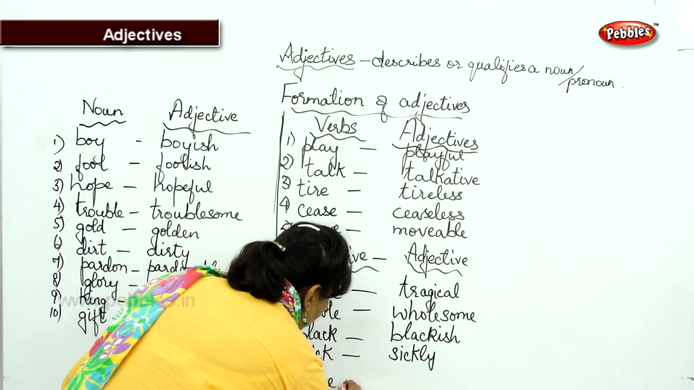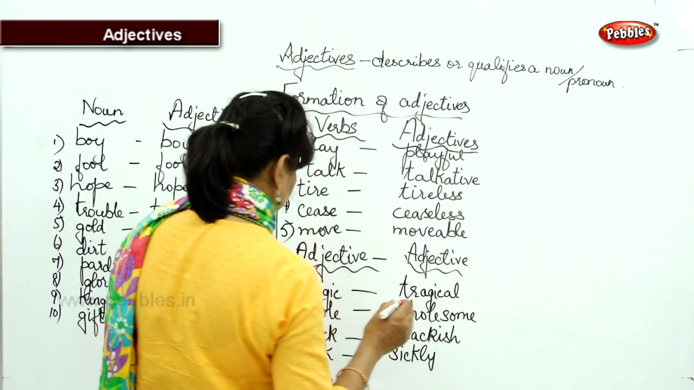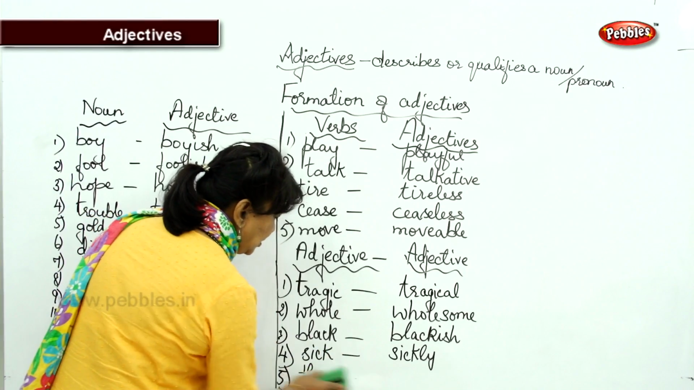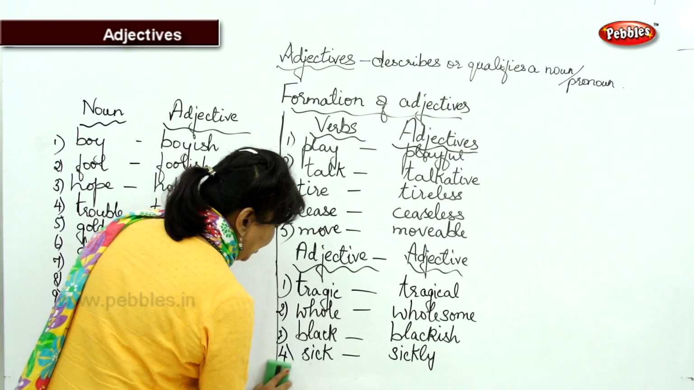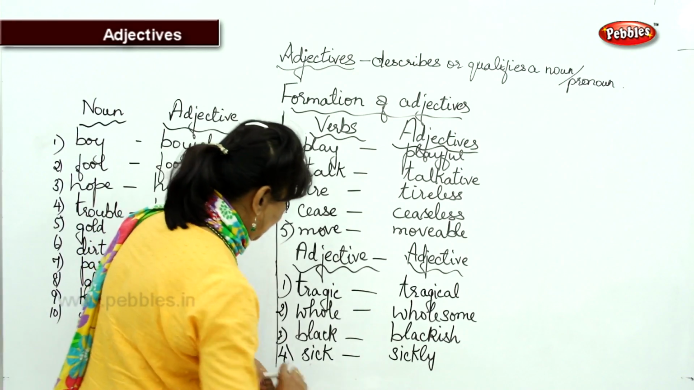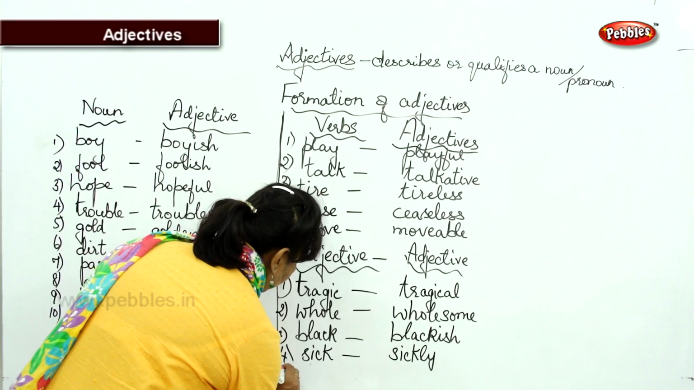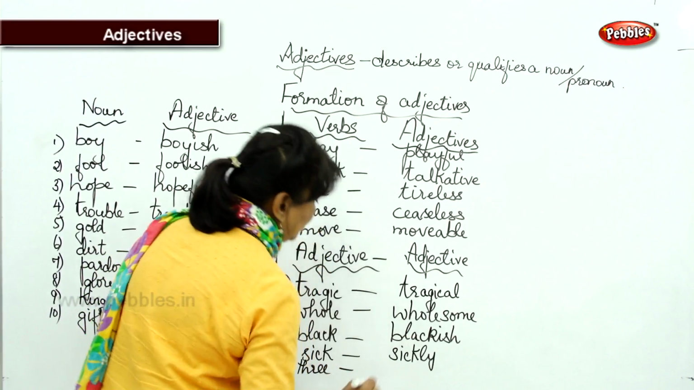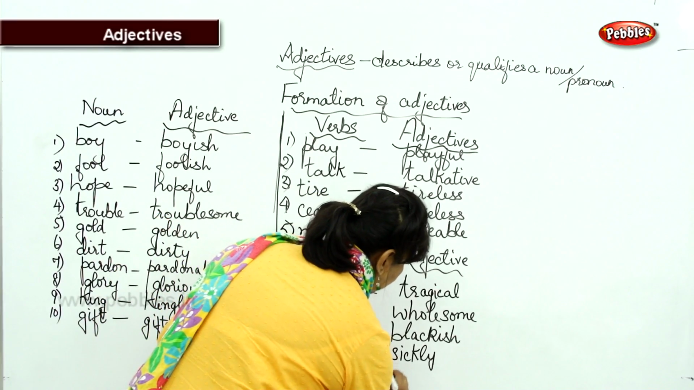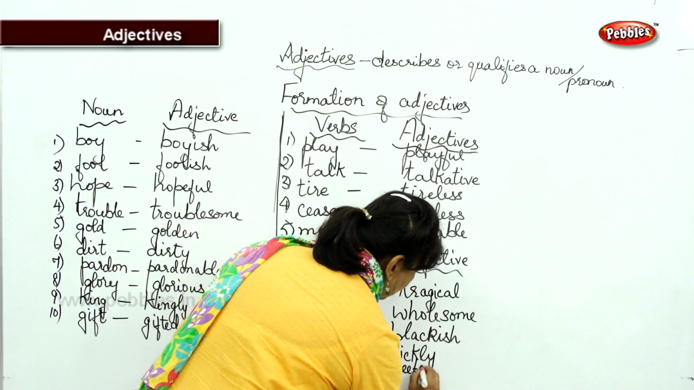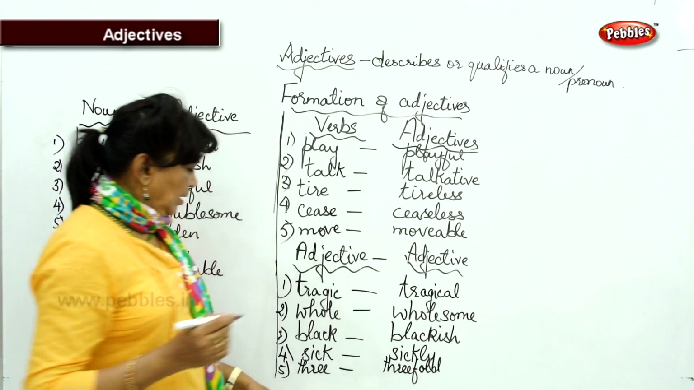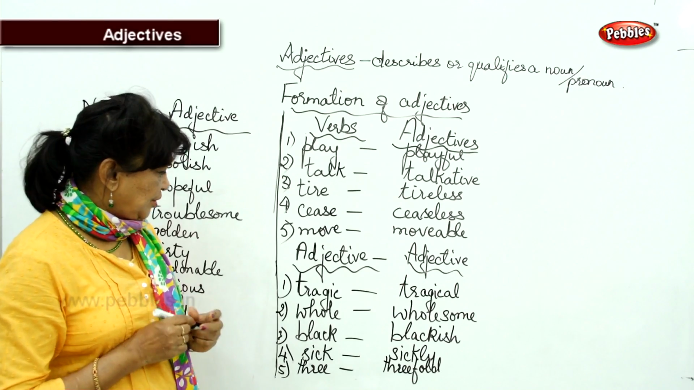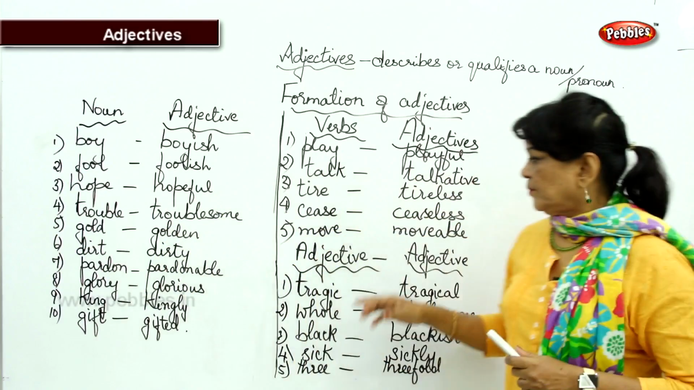Okay. Now, numbers can also be changed into another adjective. Number itself is an adjective, it can be changed into another adjective. 3, okay, threefold. We can say threefold blessing. Okay, now we will see how to change it into sentences.